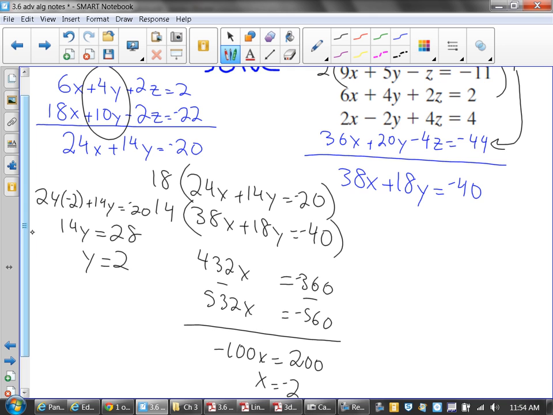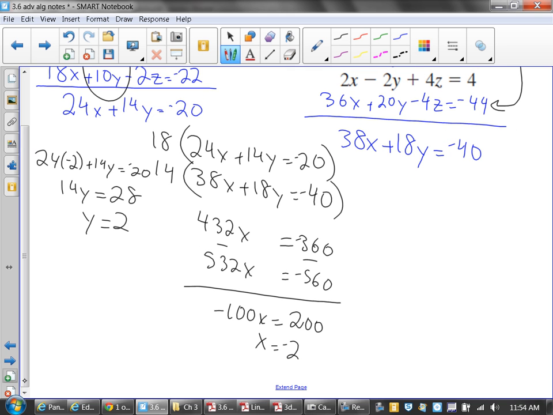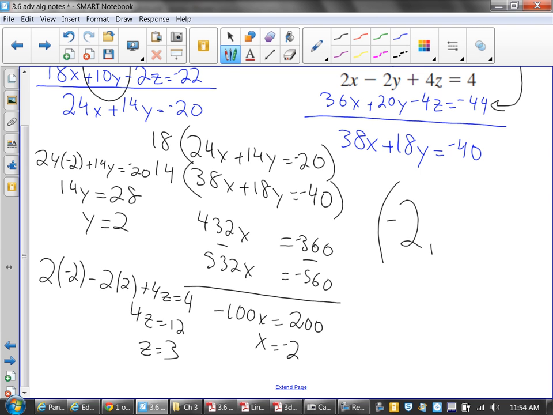So 2x minus 2y. 2 times negative 2 minus 2 times 2 plus 4 times z is 4. Negative 4 minus 4 is negative 8. 4z is 12. z is 3. So your ordered triple is negative 2, 2, 3.